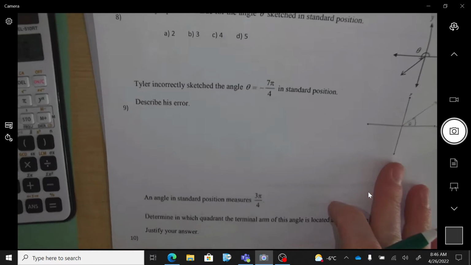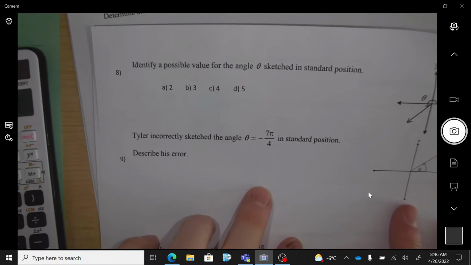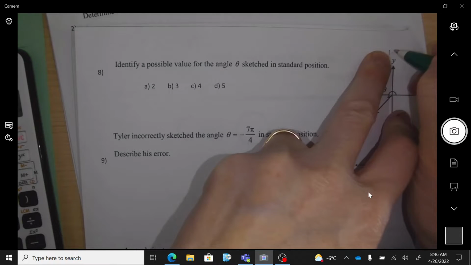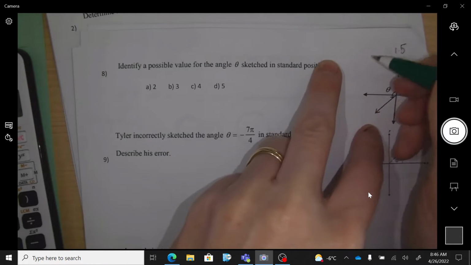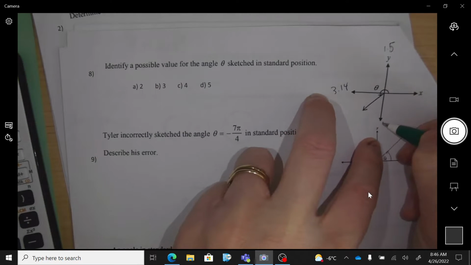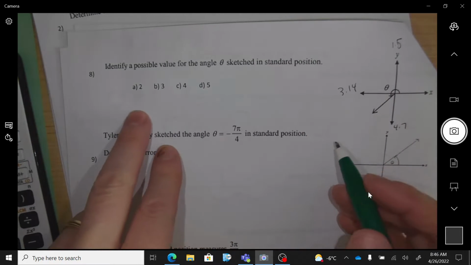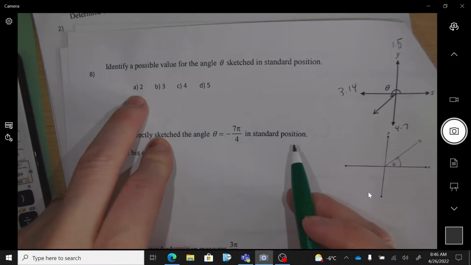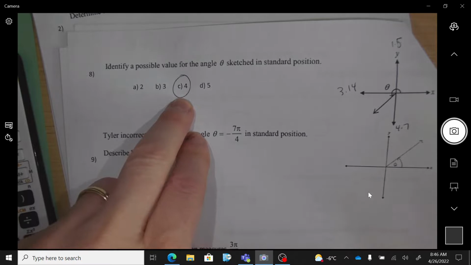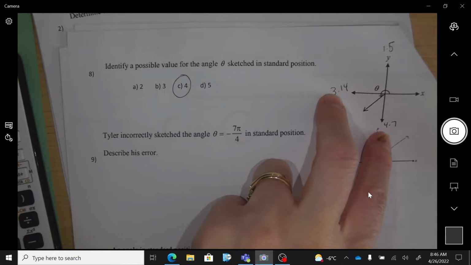Identify a possible value for the angle sketched in here. So if this is 1.5-ish up there and 3.14-ish there, 4.7-ish here. Well, this one obviously can't be 2, 3, so it would have to be 4. It'd have to be somewhere between those two values.